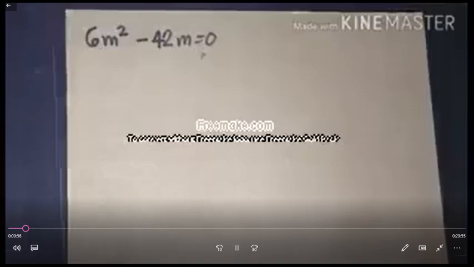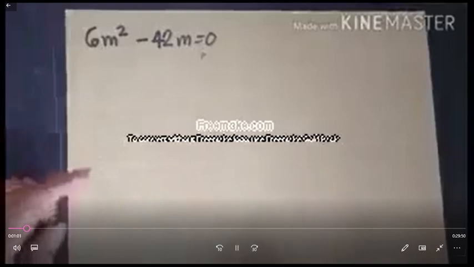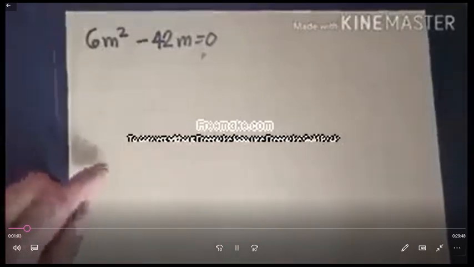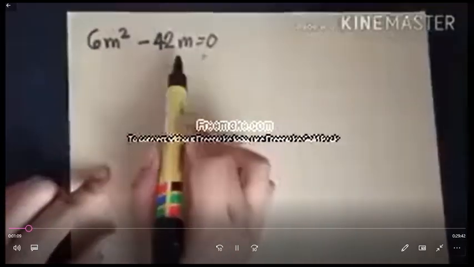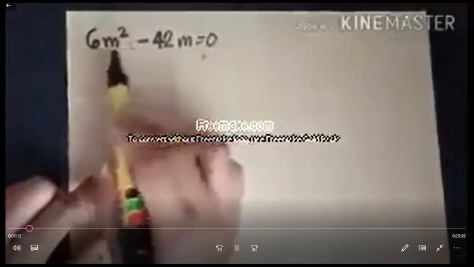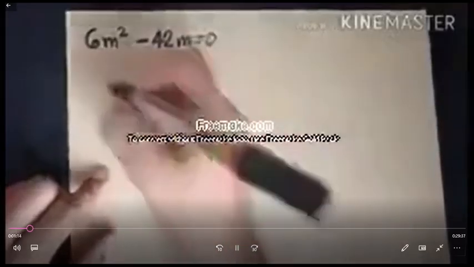Okay, so since the equation is already written in standard form, we can now proceed to step 2. That is to factor the quadratic expression. So, the expression has a common monomial factor. So, what we will do is factor out the common monomial factor. So, we have to write 6m, the common monomial factor.